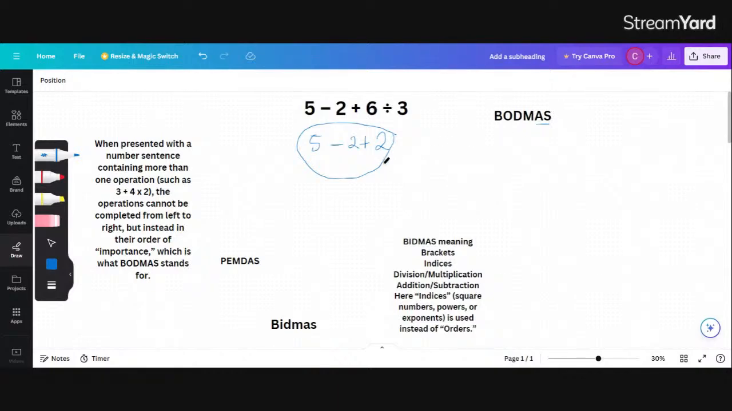So don't make that mistake of going for 2 plus 2 first. That would be 4, 5 minus 4, 1. No. The rule says that when you have both of them present, you start your calculation from left to right, because the two of them are of equal importance. In that case, it should be 5 minus 2. That would be 3 plus 2. That will give you 5.